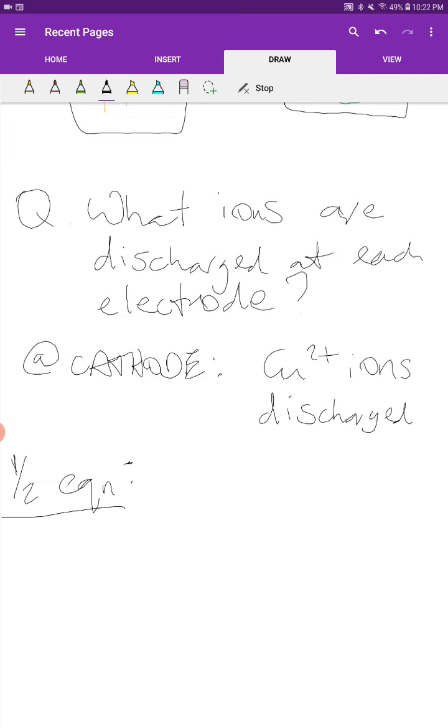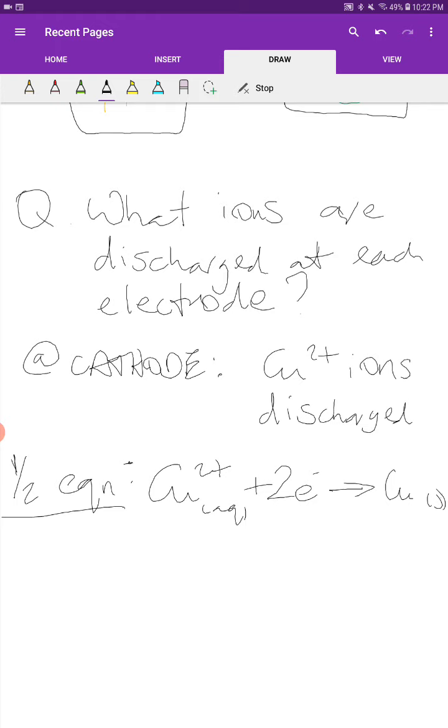Okay, so your half equation, you're going to have copper 2 plus ions. How do you get rid of the positive charge? You have to add a negative charge to it. How many negatives are you going to add? You're going to add 2 negatives to cancel out the 2 positive. The copper ions are aqueous, and you're going to get solid copper.